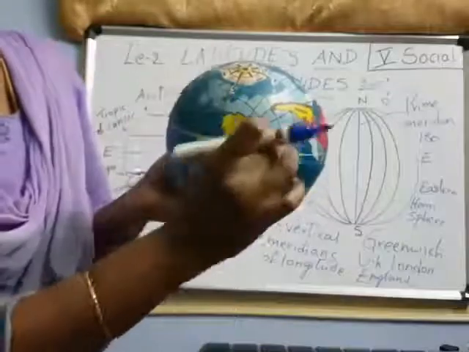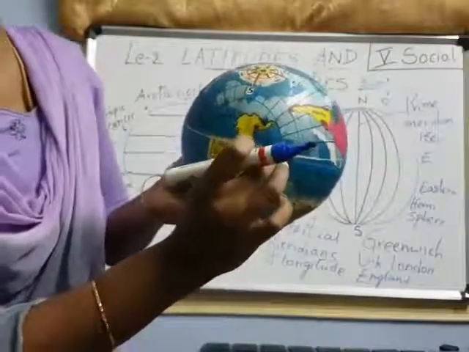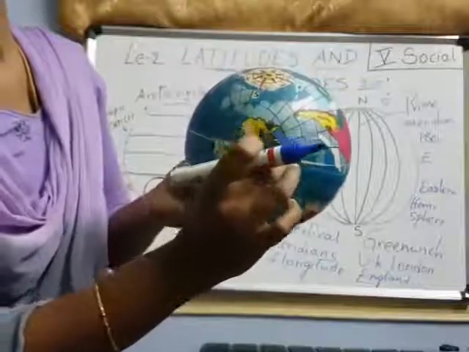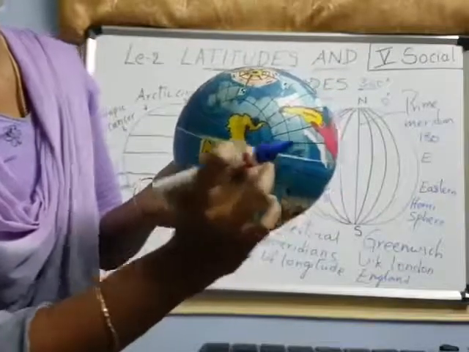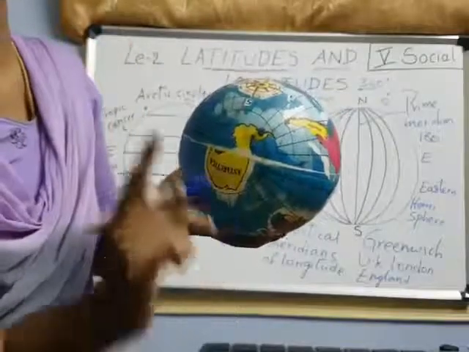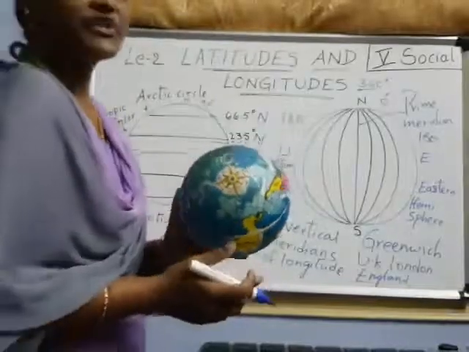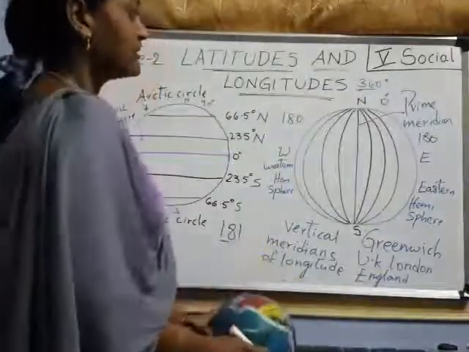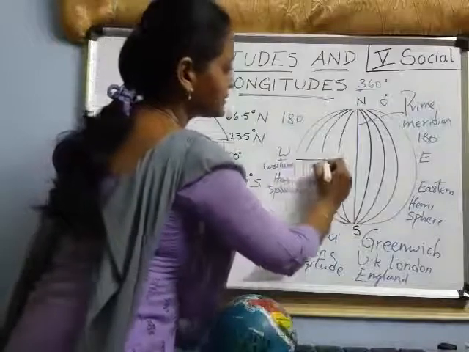From here to here 180 and from here to here 180. This is both, east side 180 degrees and west side 180 degrees. Both are at the same line. Understood? That is the main one. That's why total 360. Have you understood up to here, children? Yes. Children, the equator line is there in the middle.